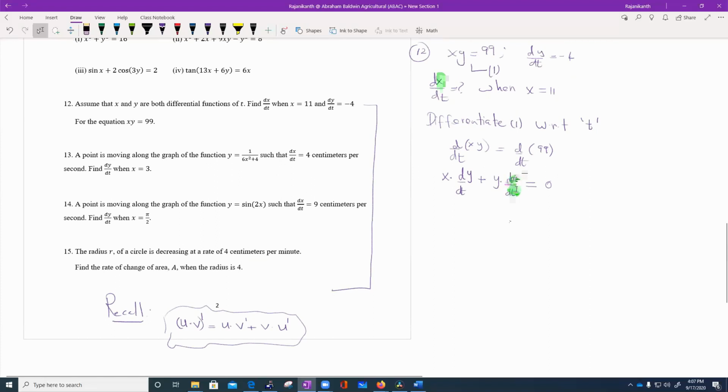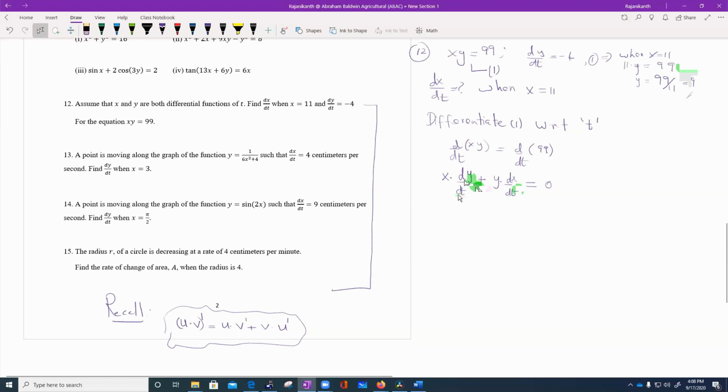We need to figure it out when x is 11, simply plugging in these two values, dy over dt is -4 and x is 11. But remember, we don't know y, right? But we can find y when x is 11. Simply use the original formula, equation number 1, and find y when x is 11. Plug in 11 here, so 11 times y is 99, and solve for y. So y is simply 99 over 11, which is 9. So when x is 11, y is 9, right?